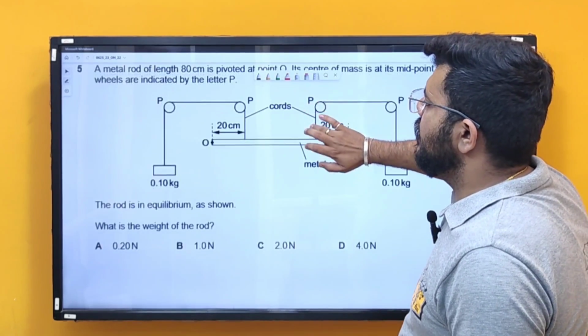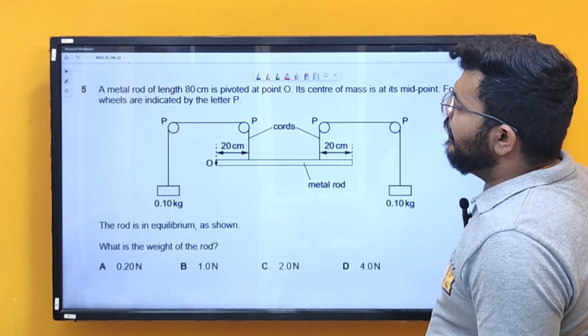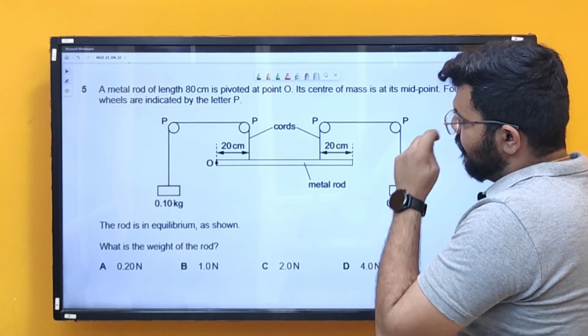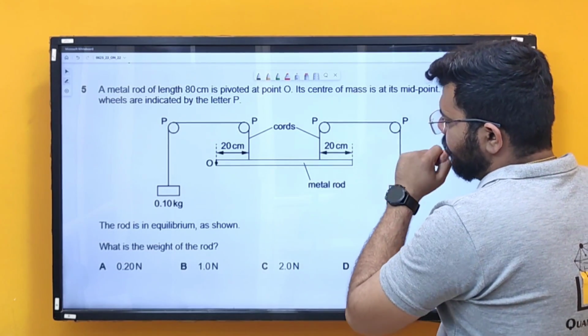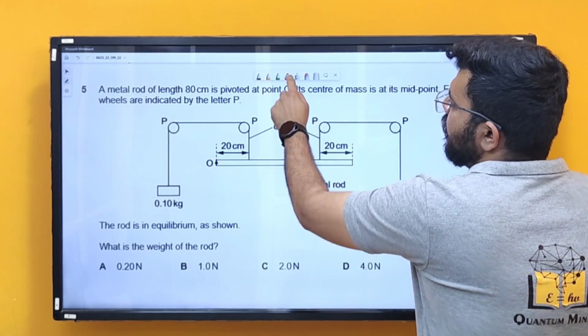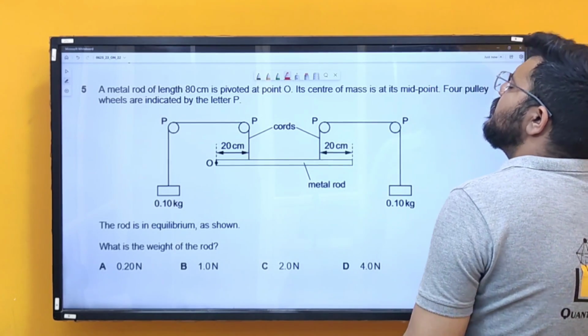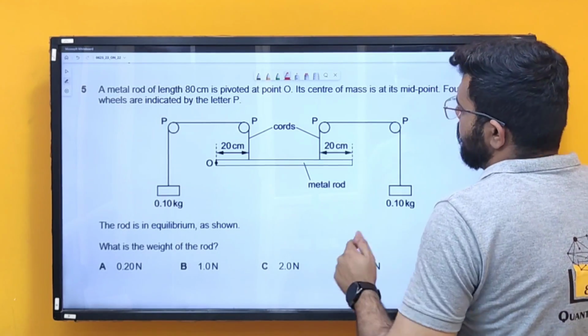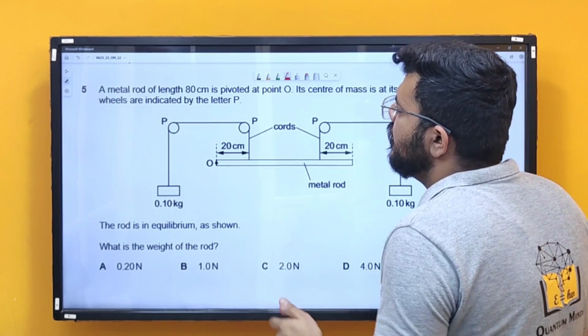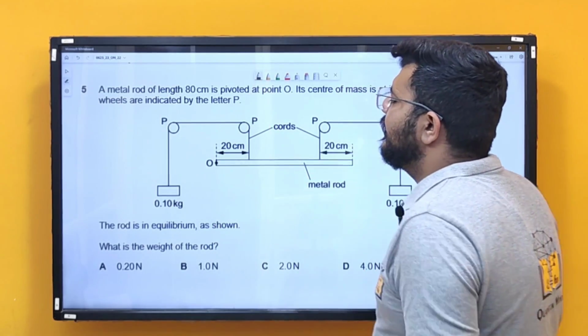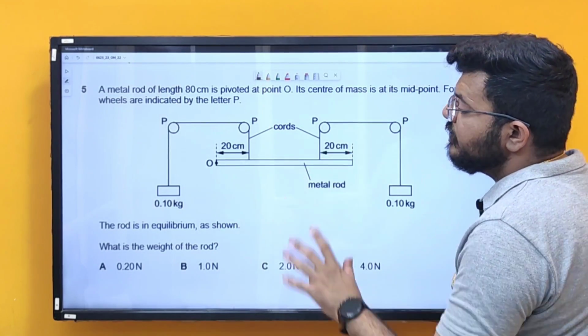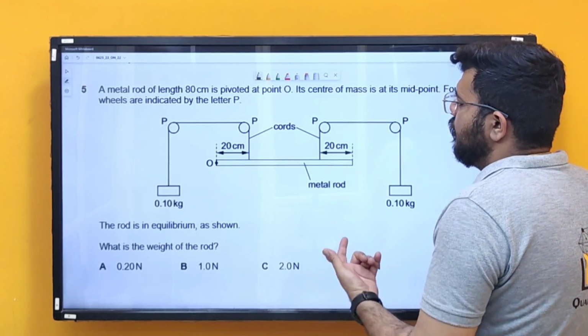Then we have question number 5. A metal rod of length 80 centimeter is pivoted at O. Okay, yes, it's pivoted here. Its center of mass is at its midpoint. 4 pulley wheels are indicated by letter P. The rod is in equilibrium. What is the weight of the rod?